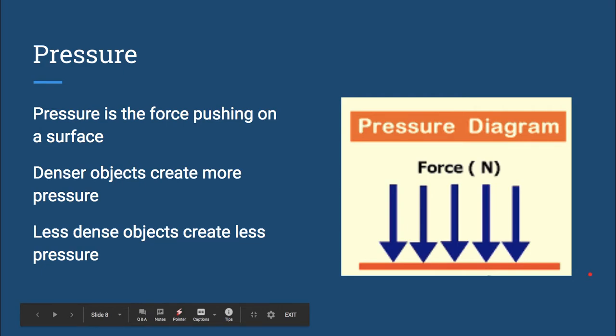Finally, we have to talk about pressure because air can create pressure. And pressure is simply the force pushing on a surface. If you push on a table or if you push on your arm, you're creating pressure.